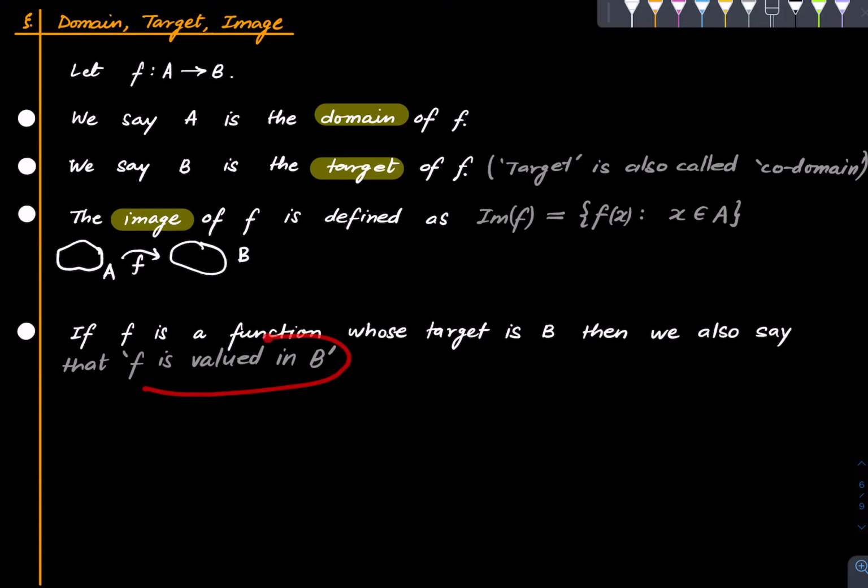So this phrase that f is valued in B is saying exactly the same thing as f has B as its target or codomain. That's all. Some terminology. And it is okay that you do not remember all these terminologies in one go. As we learn actual mathematics, then these terminologies will automatically be absorbed. Right now, we have to start somewhere. We have to throw in some words. I don't think it can be helped. Okay, so let's proceed.